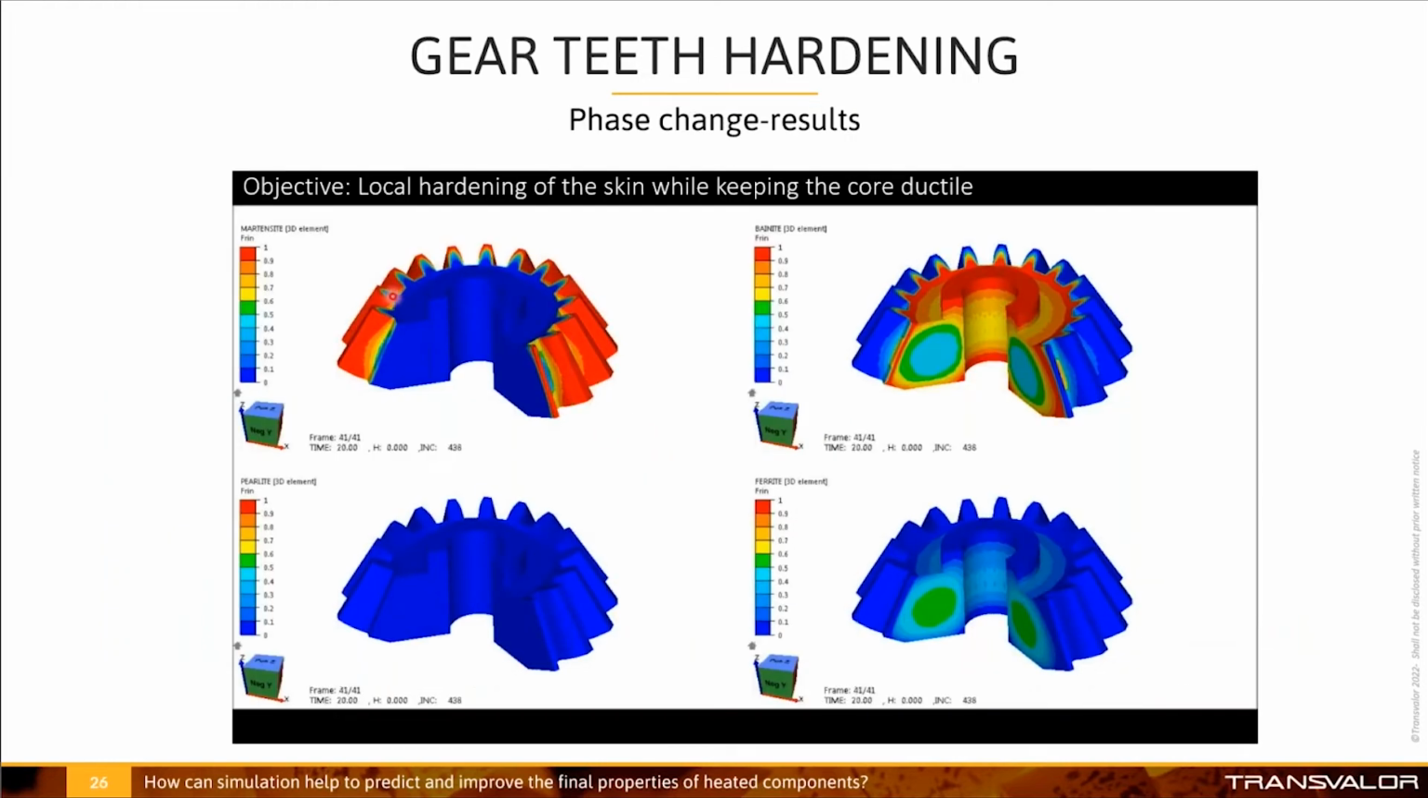Now we will see different results obtained after hardening. First, we will see here the martensite distribution after hardening. Here we can see the bainite distribution. Then we can see that the surface of the part is made of martensite. Inside, there is a mix between bainite and ferrite, and there is no perlite.